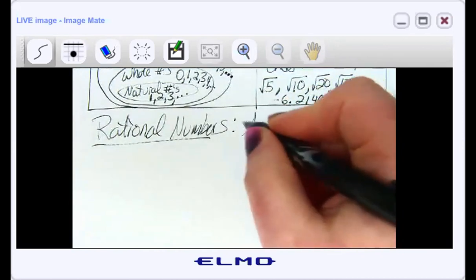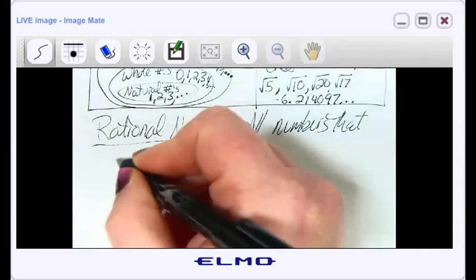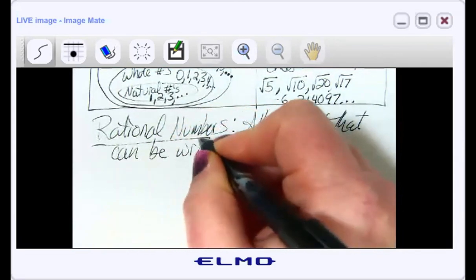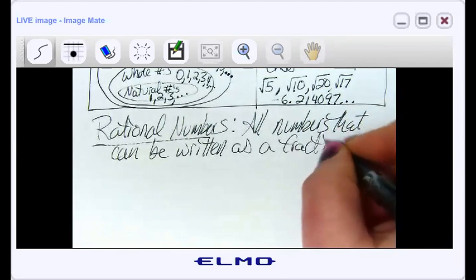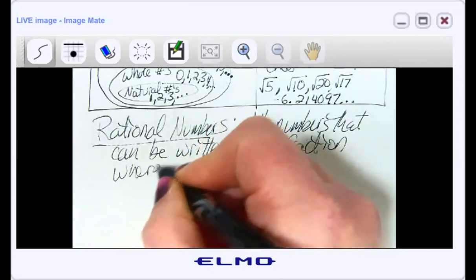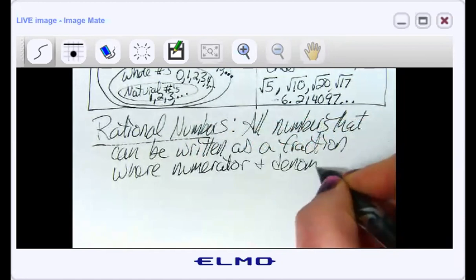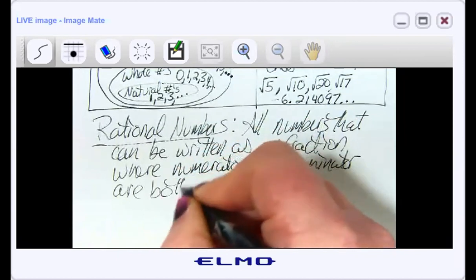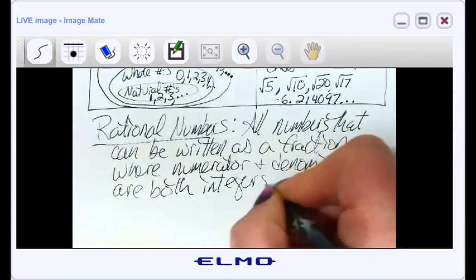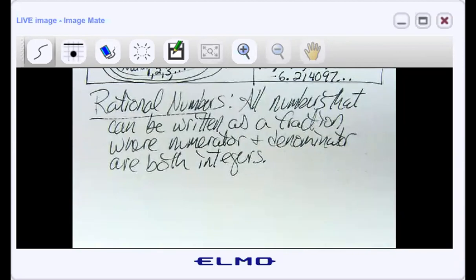So what are rational numbers? These are all numbers that can be written as a fraction where numerator and denominator are both integers. Okay, what? Right? All numbers that can be written as a fraction where numerator and denominator are both integers.